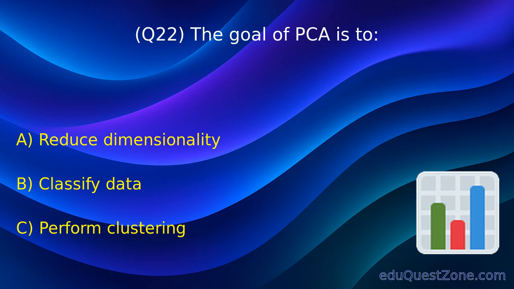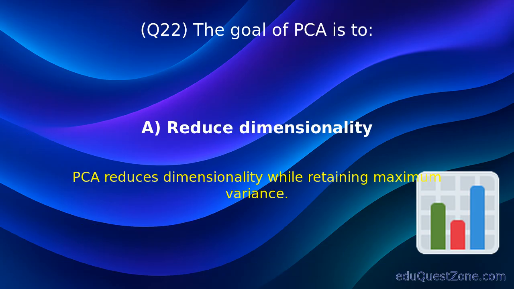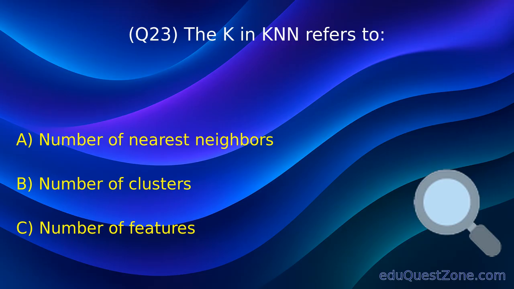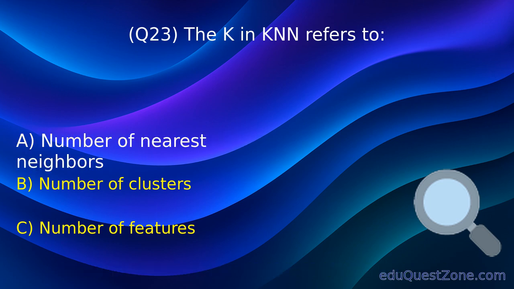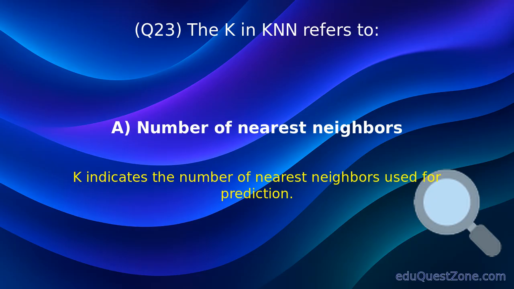Question 22. The goal of PCA is to. Option A. Reduce dimensionality. PCA reduces dimensions but keeps the maximum variance. Question 23. The K in KNN refers to. Option A. Number of nearest neighbors. K means the number of nearest neighbors considered.